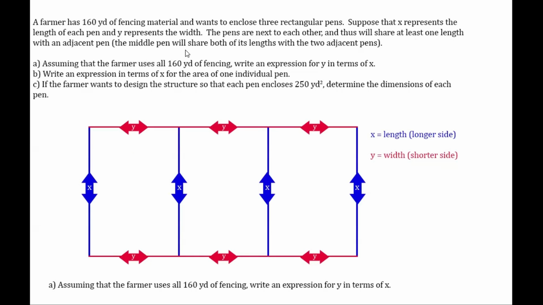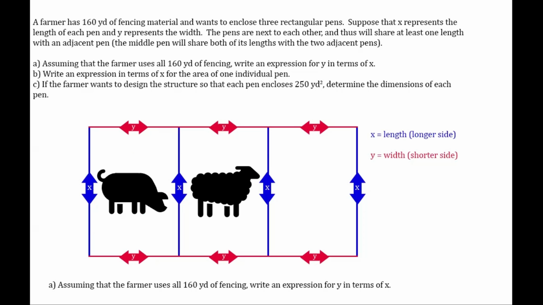It says the middle pen will share both of its lengths with the 2 adjacent pens. So the middle pen here, let's say this is a sheep pen. The sheep pen shares both of its lengths with the 2 adjacent pens. Let's say the 2 adjacent pens are the pig pen and the chicken pen. The pens are next to each other and will share at least one length with an adjacent pen.